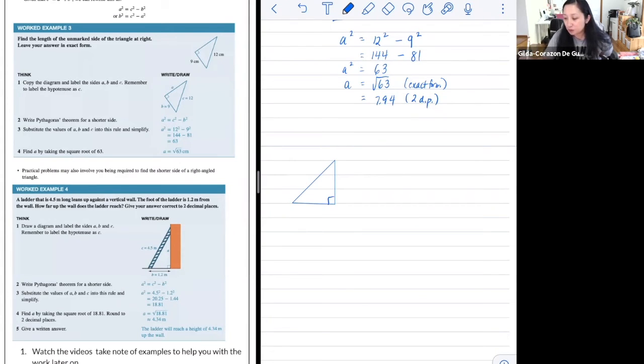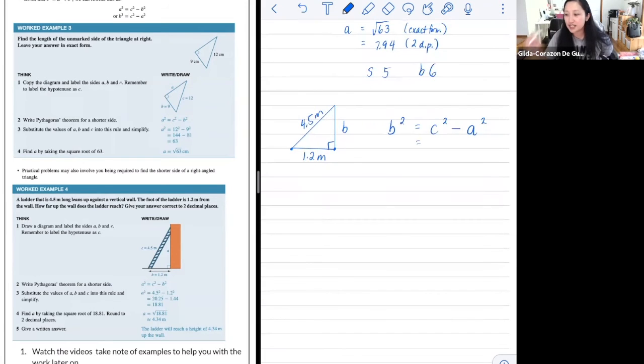And what does it say in the problem? The ladder is 4.5 meters long and it's leaning against a vertical wall. The foot of the ladder is 1.2 meters from the wall. So this is the foot of the ladder, and from here it would be 1.2 meters. So now I've got two known sides and I am looking for the shorter side. We said that if we're looking for the shorter side, we use this working formula and it's a minus. This time it's C squared minus A squared.